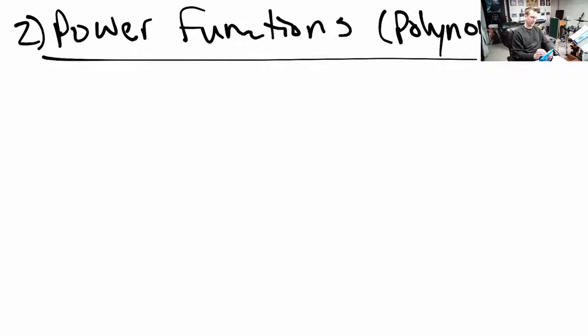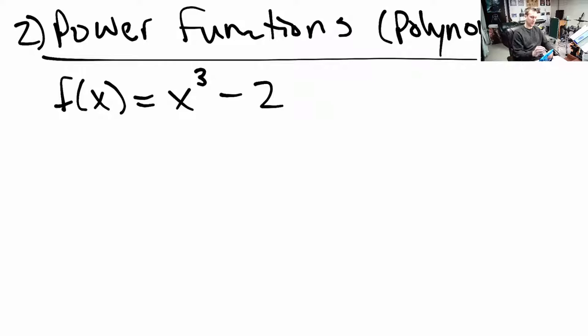Okay? The next kind of function that we're looking at is power functions. Power functions also go by another name, polynomials. This is something that we've studied, right? A polynomial looks like something like this: f of x equals x cubed minus 4x. That's a polynomial, and I've lost my zoom, so hold on one second here.